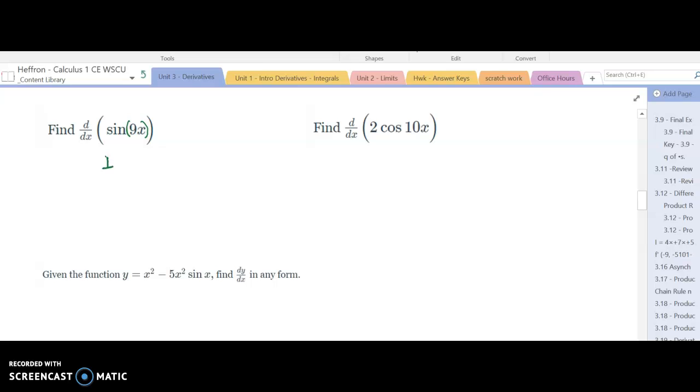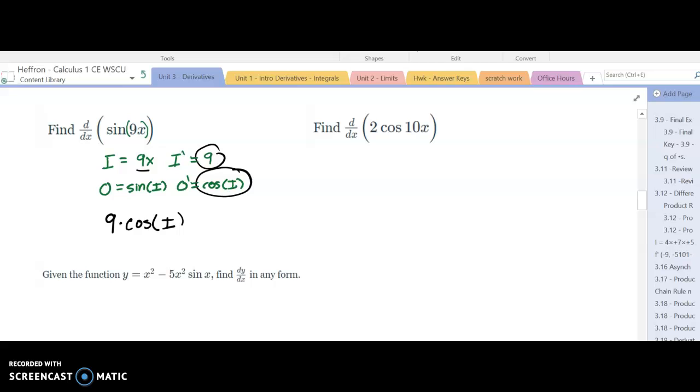So we have I equals 9x, I prime is 9, O equals sine of whatever I is, O prime is cosine of whatever I is. These two derivatives get multiplied. So we have 9 times cosine of I. Remember, I was 9x, so our answer is 9 cosine of 9x.